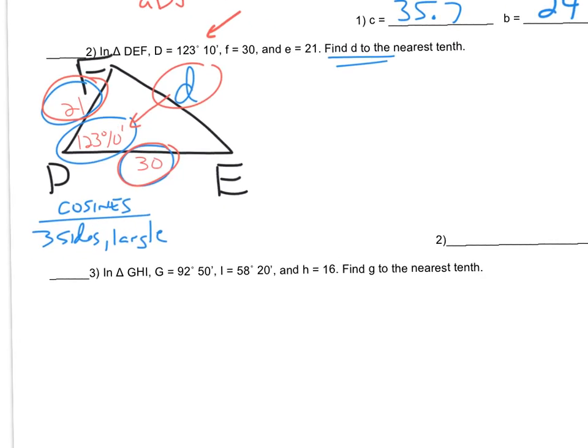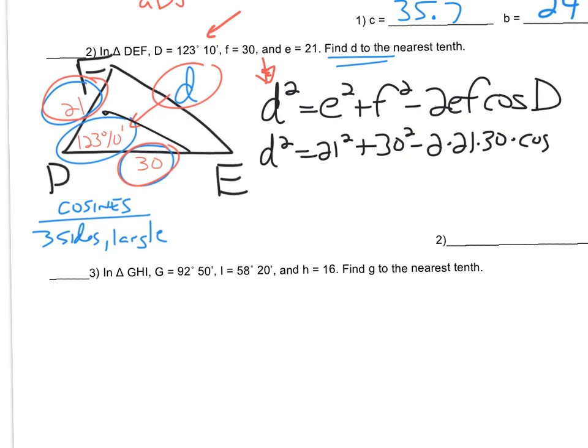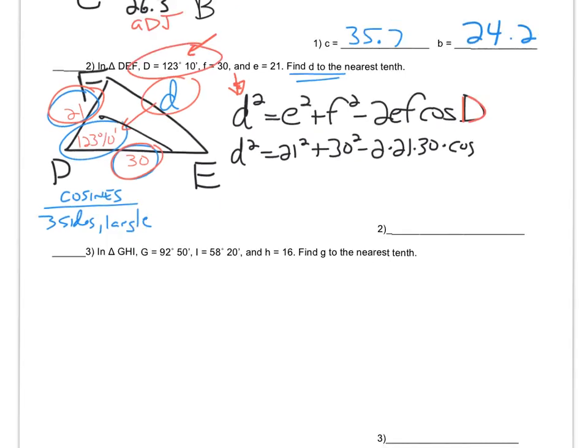So here I'm going to write the law of cosines rule. d squared equals e squared plus f squared minus 2ef times the cosine of angle D. So here I'm solving for little d, so that's why I wrote the law of cosines where the little d was by itself. So here I'm going to have d squared, or x squared, d squared. That equals little e, so that's going to be 21 squared, plus little f, that's going to be 30 squared, minus 2 times e times f, times 21 times 30, times the cosine of angle D, which they told you in the problem was 123 degrees and 10 minutes.